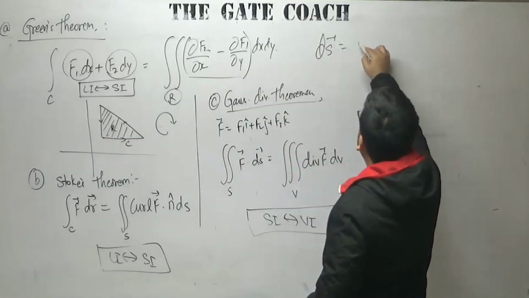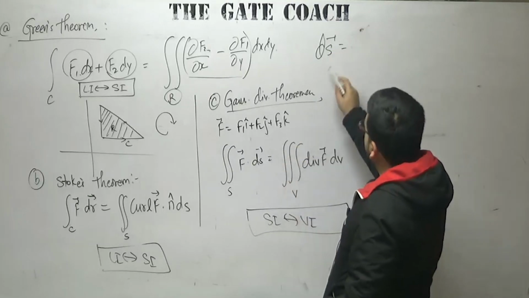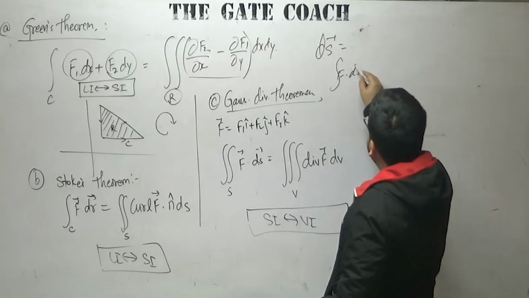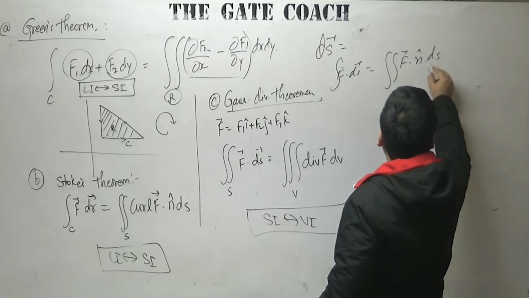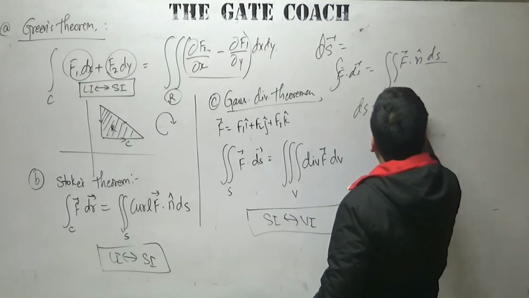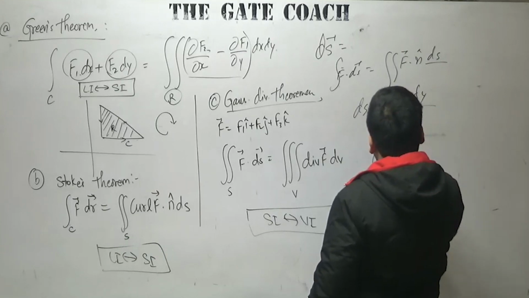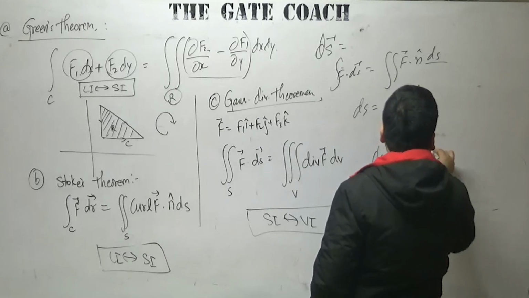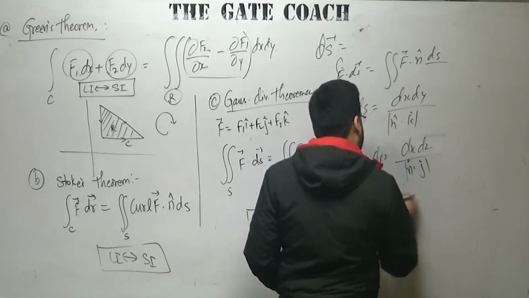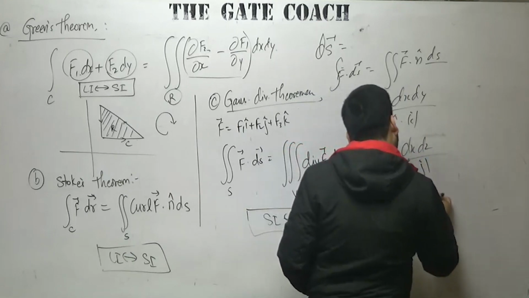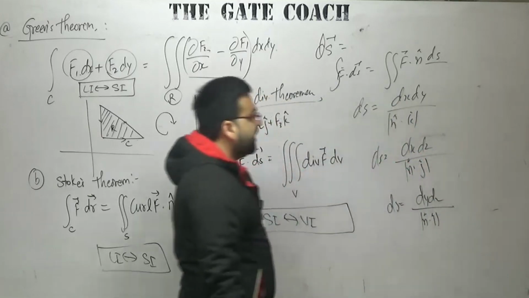First of all, you have to calculate this n unit vector, right? That is, F dot dS can be represented as the double integral of F dot n vector dS, right? And this dS is given by dx dy upon n cap dot k cap, or if you are taking the xz plane, dx dz upon n cap dot j cap, and dS is given by dy dz upon n cap dot i cap. So it is difficult to solve this, right?